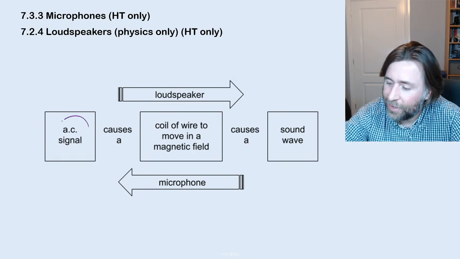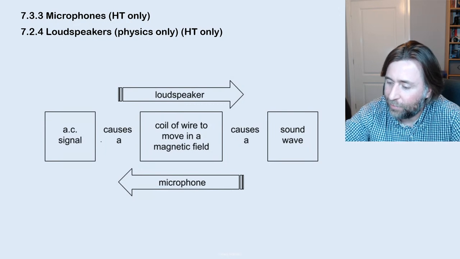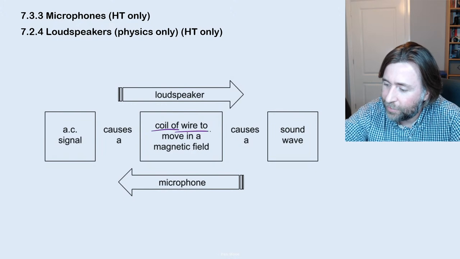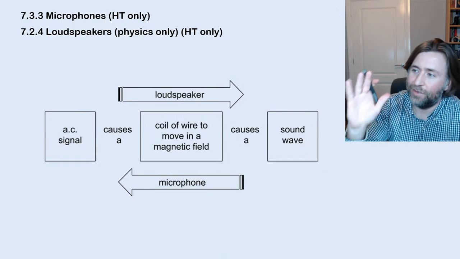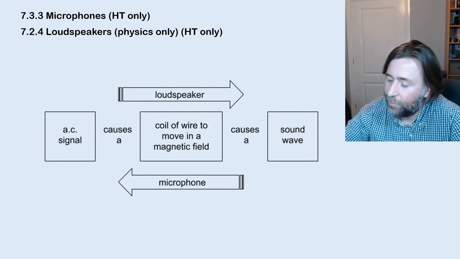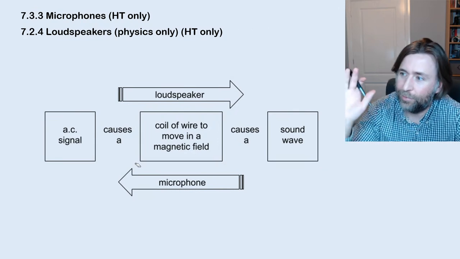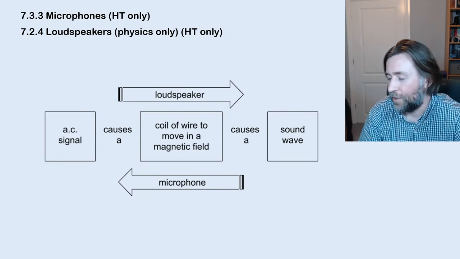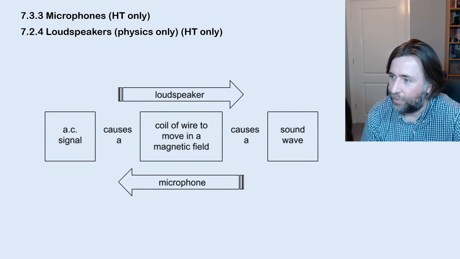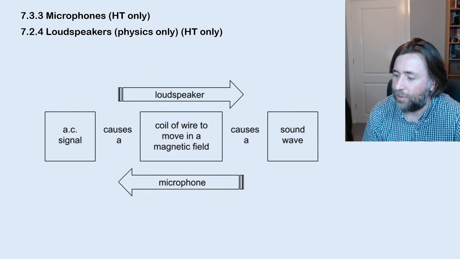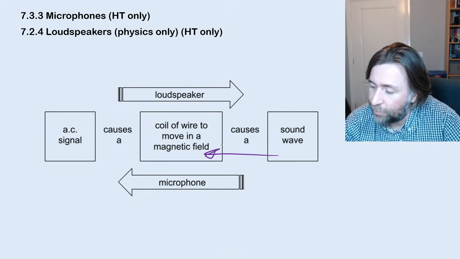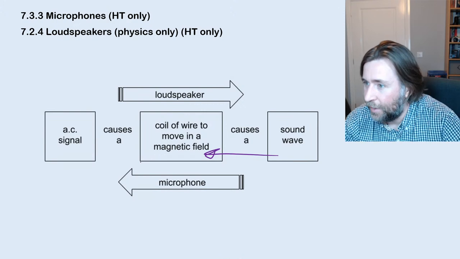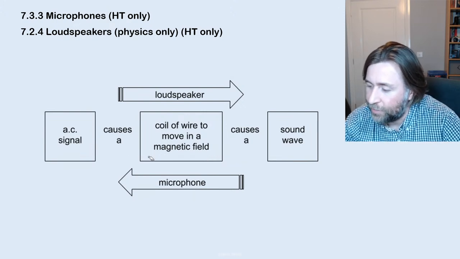In a loudspeaker, you have an AC signal, that's the kind of digital sound wave or analog sound wave. That causes a coil of wire to move in a magnetic field, and that causes a sound wave. So loudspeakers have these cones which push the air backwards and forwards, but it's all about that AC signal, alternating current, push and pull, changing direction of the force, if you like, to move a coil of wire in a magnetic field, and that causes a sound wave. If you have a microphone, then you have a sound wave causing a coil of wire to move in a magnetic field, which causes an AC signal, a change in direction signal.